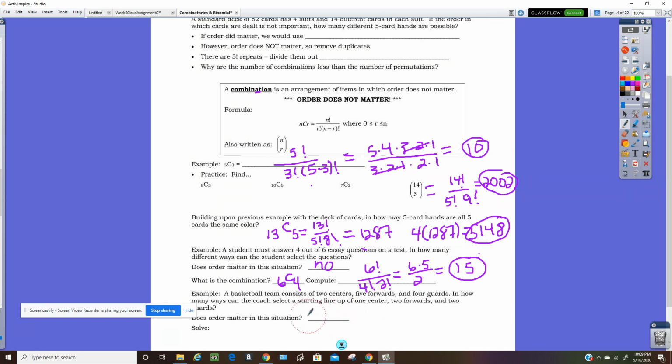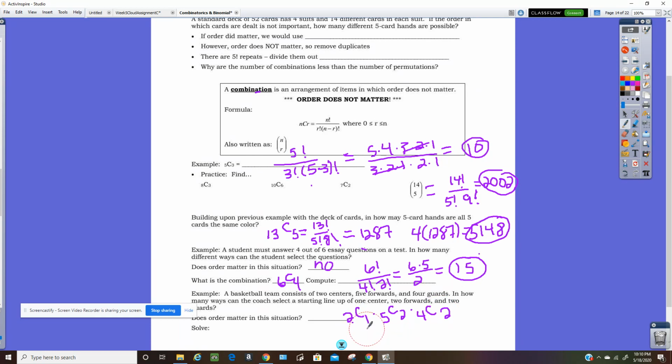And a basketball team consists of 2 centers, 5 forwards, and 4 guards. In how many ways can the coach select the starting lineup of 1 center, 2 forwards, and 2 guards? So since he has 2 centers and he's choosing 1, so 2 choose 1, times he has 5 forwards, and you can choose 2 of those. He has 4 guards. He's going to choose 2 guards.